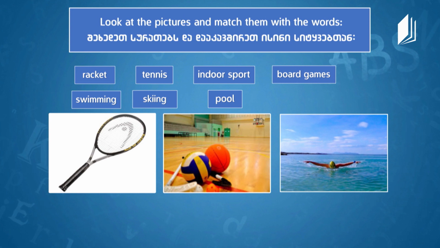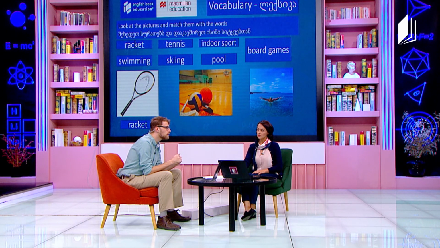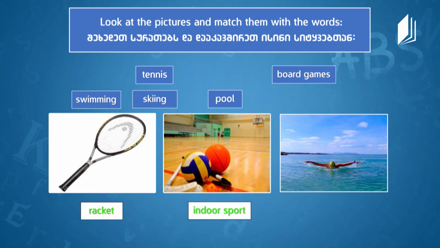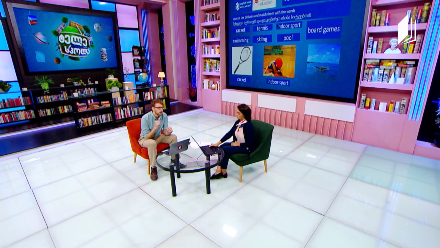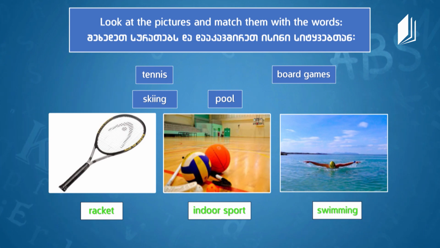So for the first picture, you can see the equipment that you need for tennis. It is racket. And for the second picture, you can tell that it's in a building and there's sports things around in the building. It is indoor sport. And for the third one, it is my favorite activity. It is swimming. Thank you, Zach.